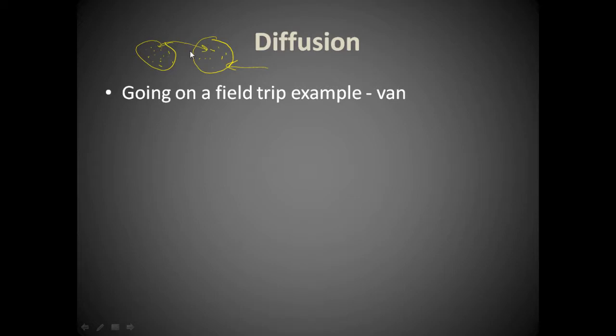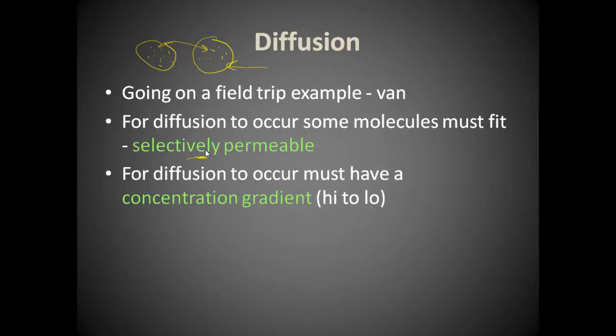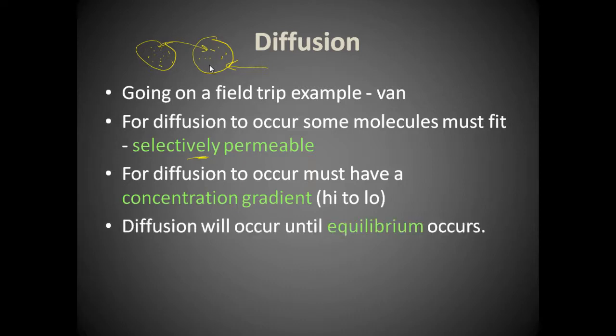So this is where the small molecule part comes in. For diffusion to occur, the molecules have to fit, and that's the selectively permeable aspect of the membrane. It can control because small molecules can diffuse and large ones cannot. There must be a concentration gradient, so there has to be a high concentration on one side of the membrane and a low concentration on the other in order for diffusion to occur. So high to low concentration. Diffusion will occur until equilibrium occurs.